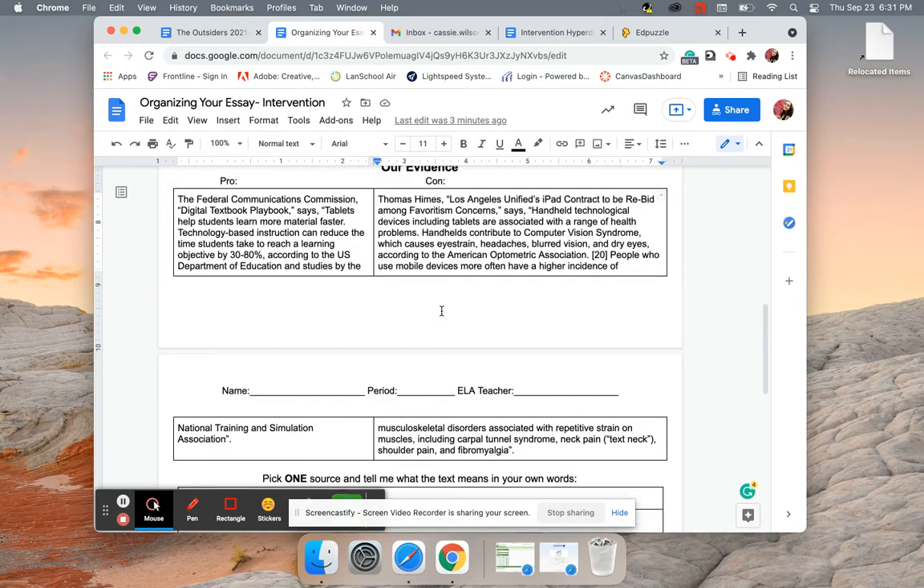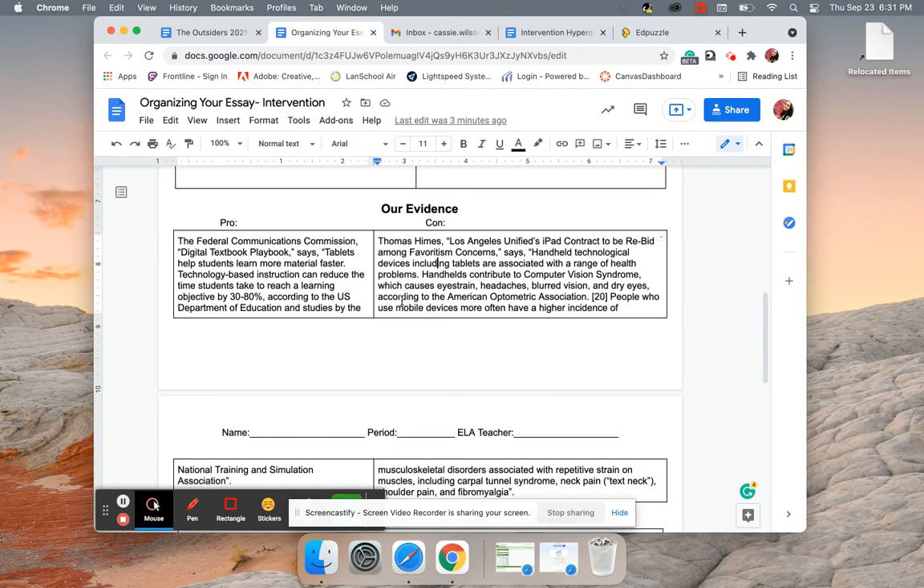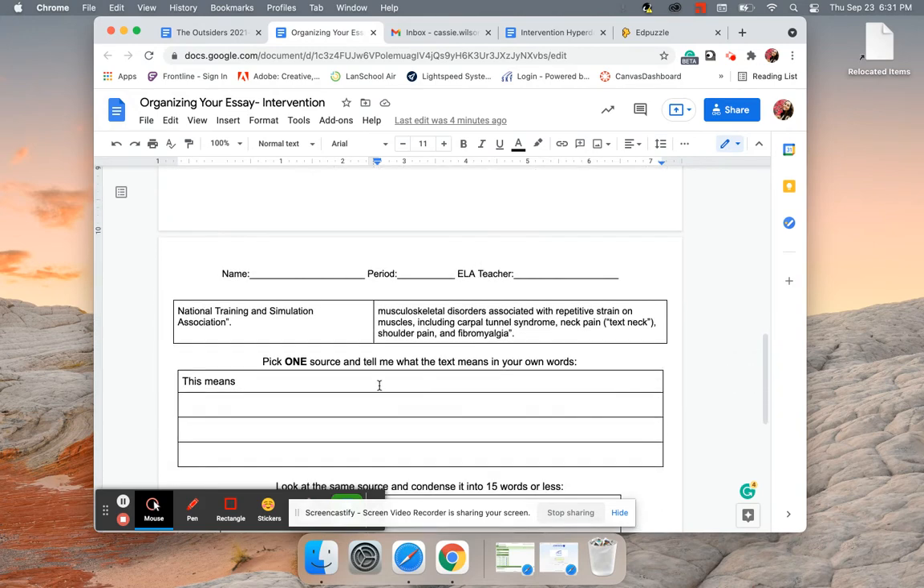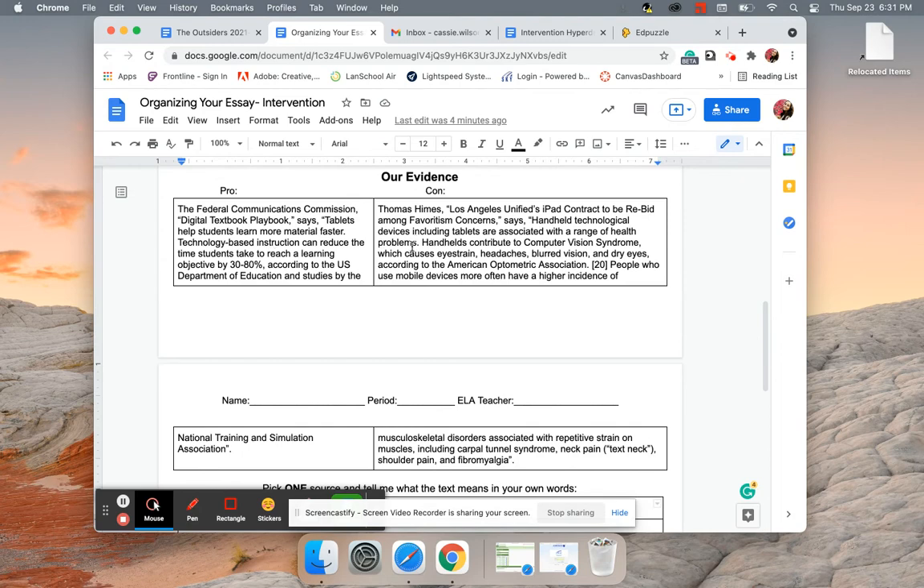Okay, what you're going to do is pick which one you think you side with more. Are you more on the pro side? Are you more on the con side? When you've decided, you're going to pick one of those sources and you're going to tell me what they said in your own words.